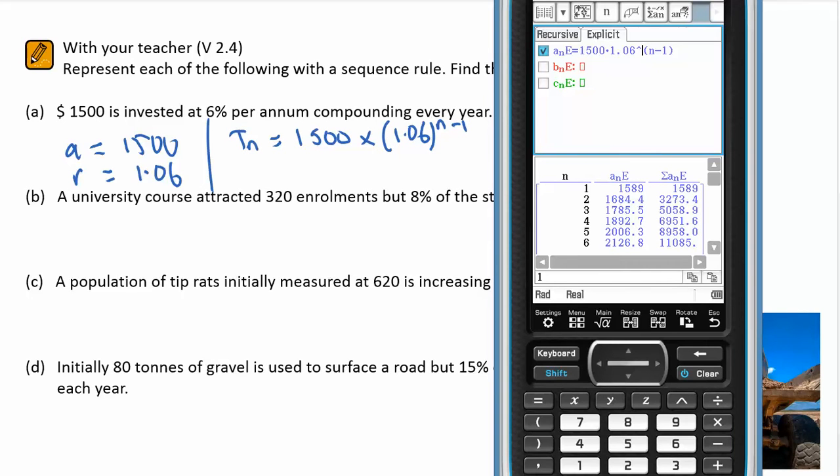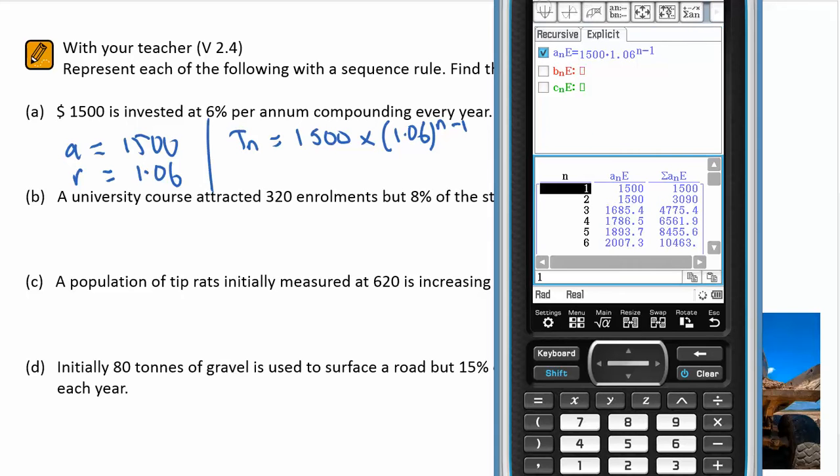So if we enter that into our calculator, 1500 times 1.06, up arrow to the power of, make sure you bracket your n minus 1. And you can see the progression there. So we can just simply write that down onto our sheets.